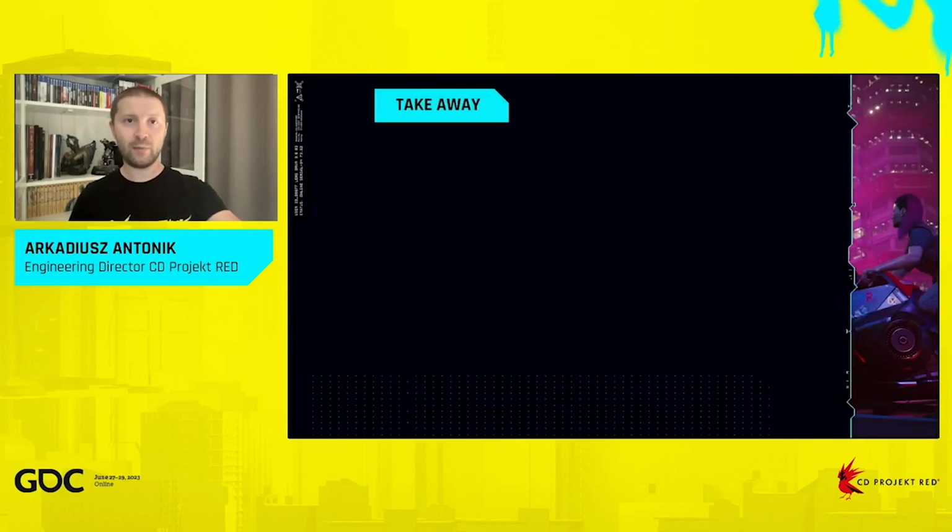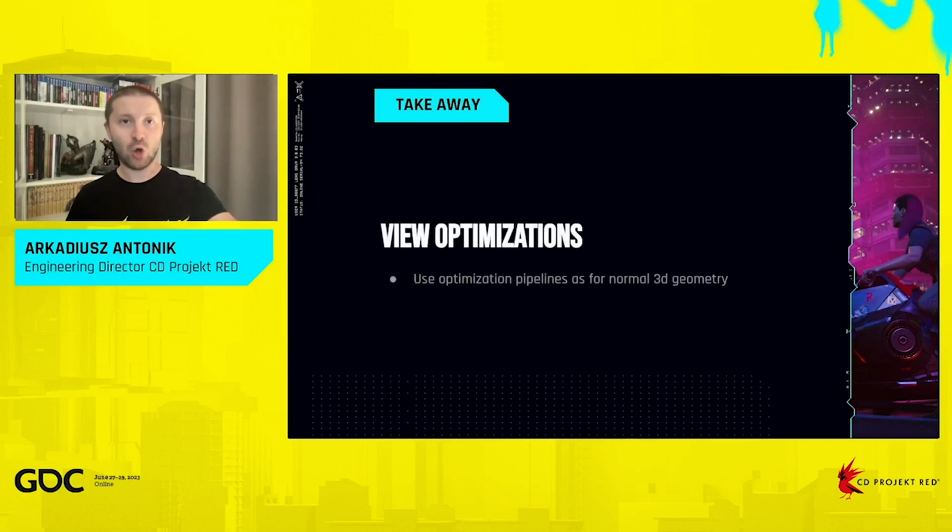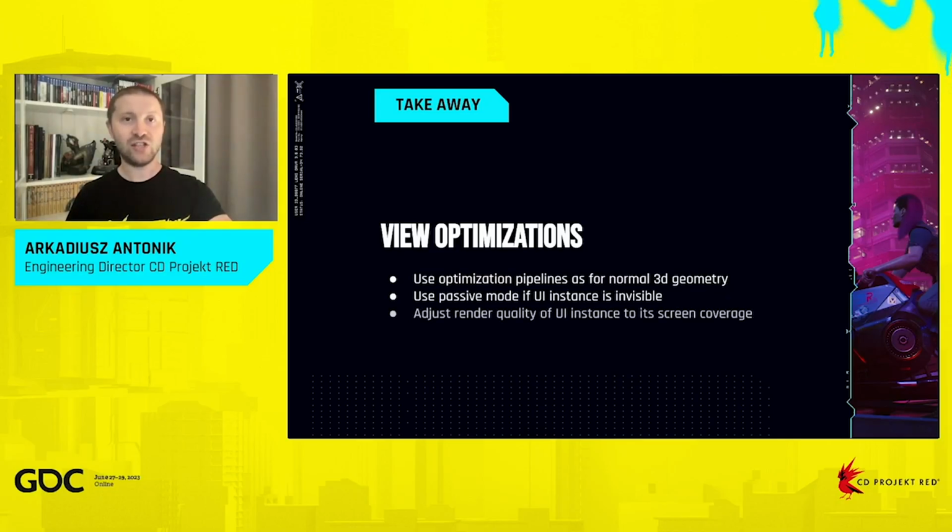Quick takeaway about view optimization. To achieve it, we had to use an optimization pipeline as for normal 3D geometry. Use passive mode if the UI instance is not visible. And adjust the render quality of UI instances according to their screen coverage.